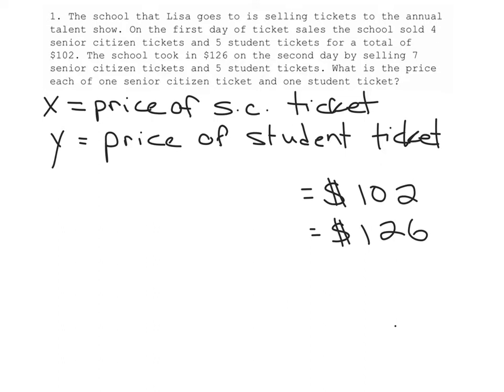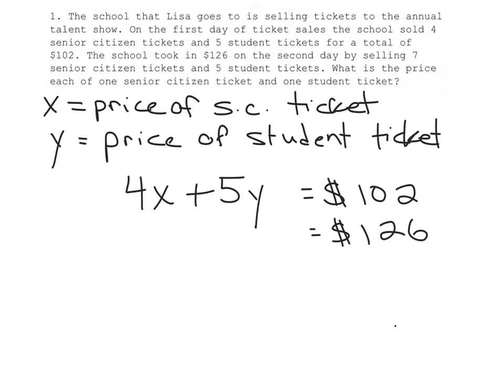Now, how did they make $102? Well, they sold 5 student tickets and 4 senior citizen tickets that day. So if we do 4 senior citizens times the price, so 4x, plus 5 student tickets times the price of a student ticket, which we don't know, so we can let that be y. We have 4x plus 5y equals 102.